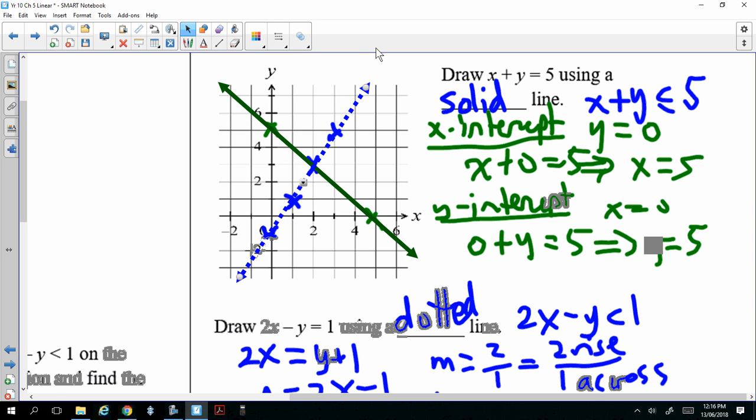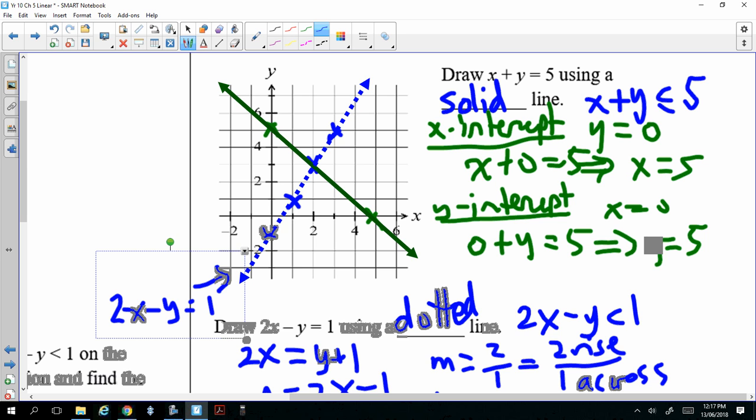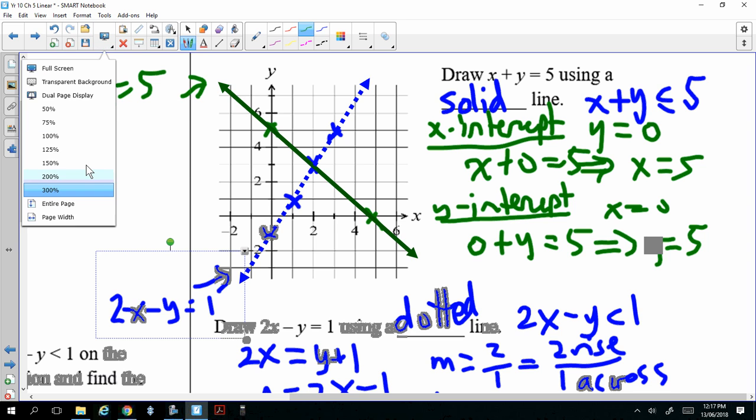Okay, once we do that, it's a good idea to label which is which. So we should label the equations. This line has the equation 2x minus y equals 1. The other one has the equation x plus y equals 5. So we'll know which one's which. Now we have to shade the correct region. A question like this can take a while. You have to draw the line, find the point of intersection, and shade the region. So a lot of work is involved.